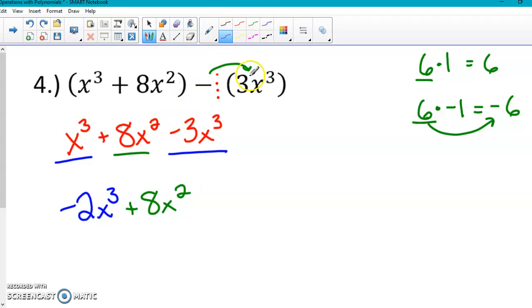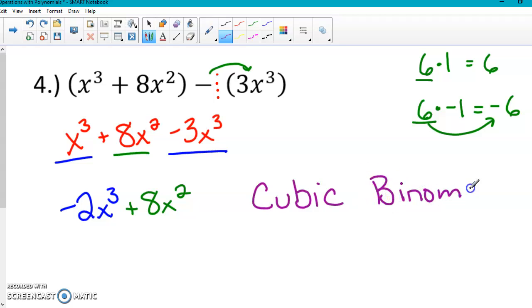So now let's give him his name. My highest exponent gets me the very first name. My highest exponent is a 3, so my first name is cubic. And then how many terms is his last name? So 1, 2. There are 2 terms, so that is a binomial.